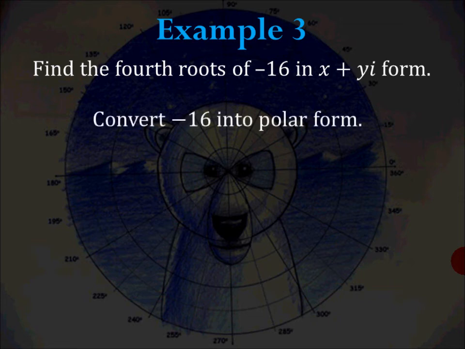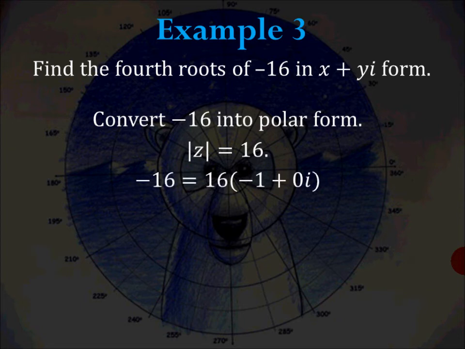So first we need to convert negative 16 to polar form. In this case, z is pretty easy. It's 16, so r is 16. So we're going to factor out a negative 16 from our numbers, and if we do that, we get negative 16 equals 16 times the quantity negative 1 plus 0i. So basically, we're converting this into x plus yi form, negative 16 plus 0i.